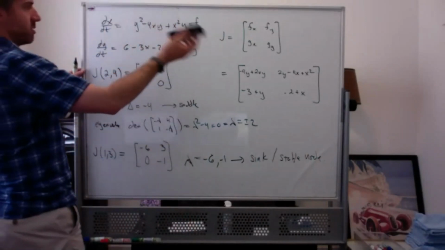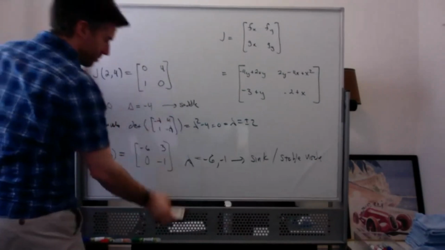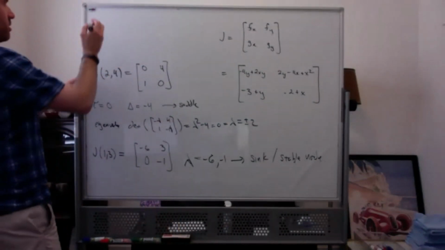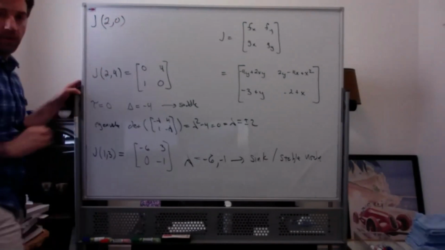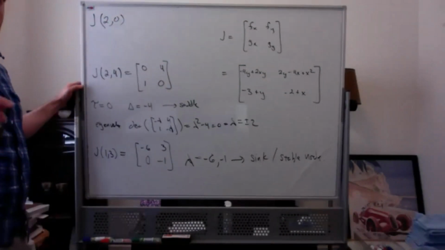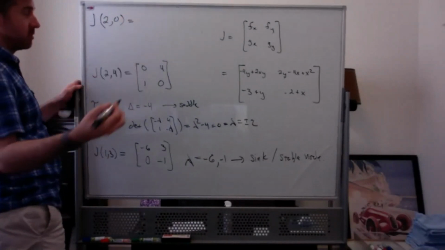I can probably erase some of this. I don't need this right now. So why don't you guys find the Jacobian at 2, 0. Go ahead and find that, and then also classify for yourself what the stability is.